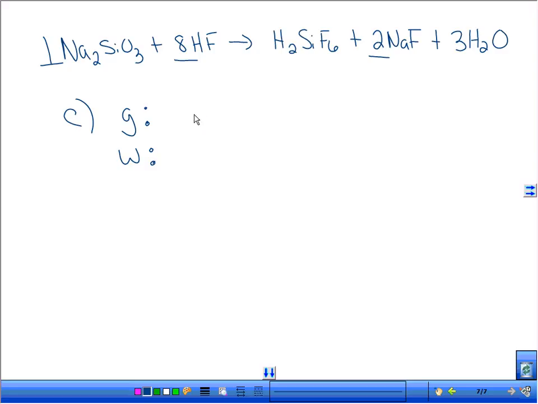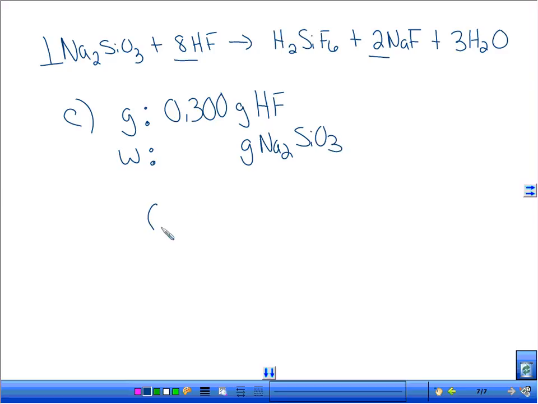It says, how many grams of sodium silicate can be dissolved when you have 0.300, this time not moles, but grams of hydrofluoric acid. I am looking for grams of sodium silicate. So this is my given and this is my wanted. You're going to begin with your given, and we're going to put that over 1. Coming down is going to be your grams.